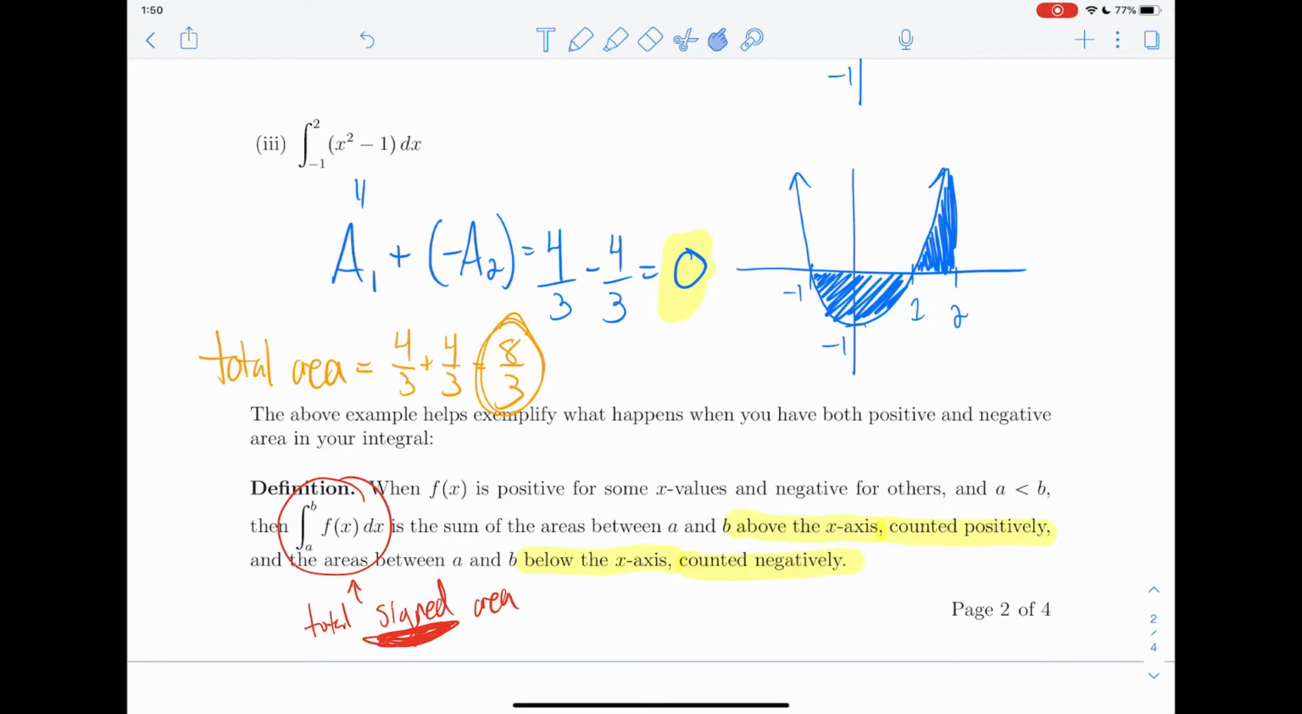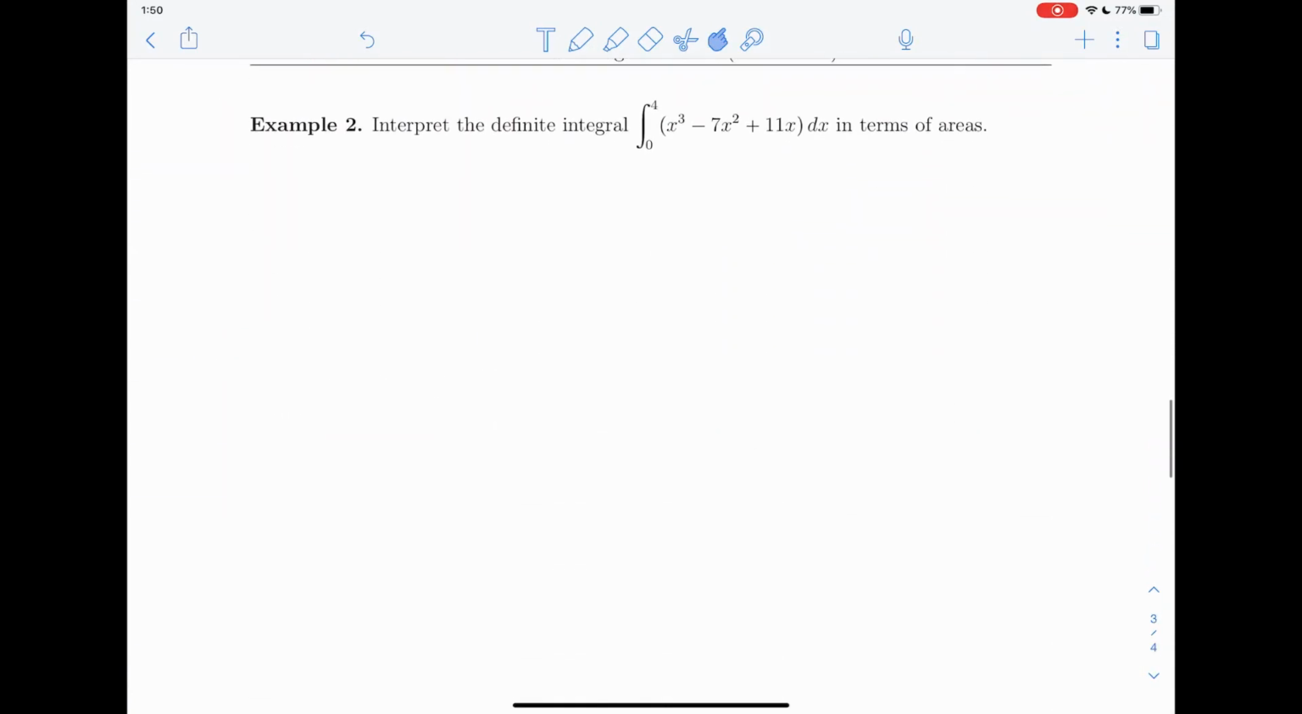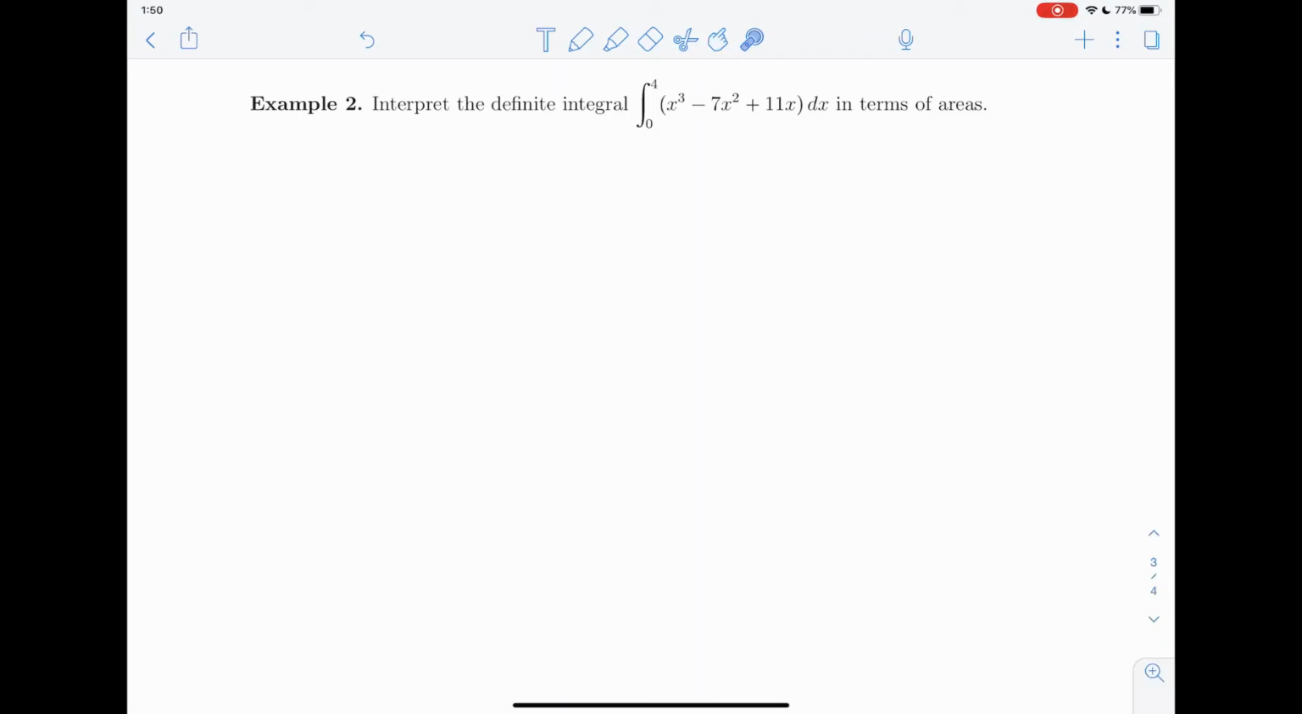So let's take a look at another example. Here we have the definite integral of this cubic function from 0 to 4, and we want to interpret it in terms of areas. In order to do so, we need to have a graph. For the purposes of this example, I'll illustrate what that graph is. It may be helpful while you're doing your homework to maybe use a graphing utility in order to understand what the graphs might look like. For the purposes of this section, our objective is not to learn how to graph a function. Our objective is to learn what these integrals mean and how to represent them.